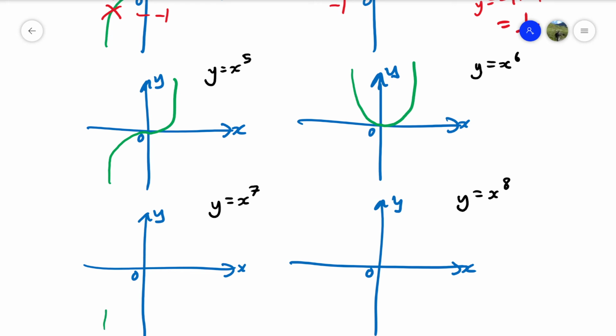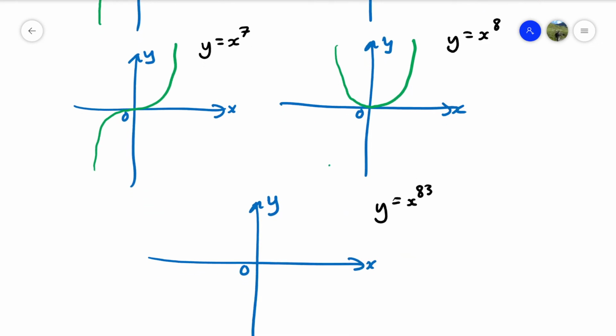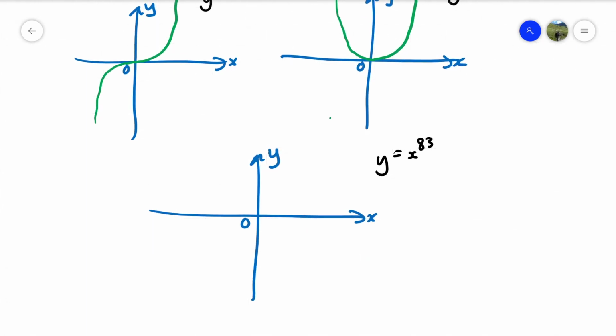Well, again, y equals x to the 7, because it's an odd power, can be negative. But y equals x to the 8, that's an even power. So there you go. Now, can you sketch y equals x to the 83? What on earth's that going to look like? Answer, it's going to look like that. End of lesson.